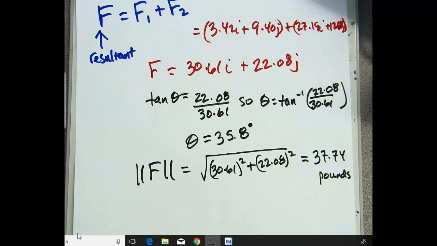All right, almost done. Actually, I think this is all we need. So our resultant force's direction angle is 35.8 degrees, and the resultant force itself is 37.74.